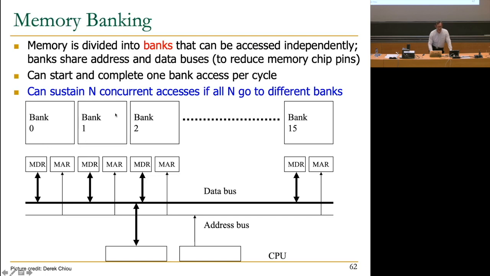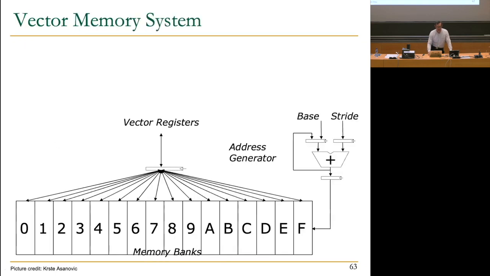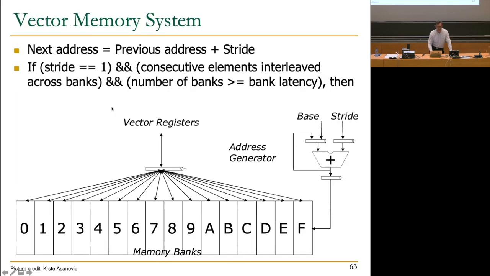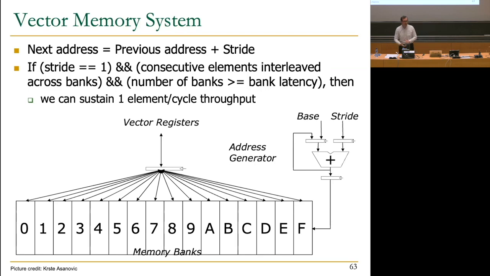And now we need to lay out the data such that we can sustain one access or one element provided by memory per cycle. And for that, you need essentially these to be satisfied. If stride is 1, consecutive elements need to be interleaved across banks, and number of banks need to be greater than or equal to bank latency. Then you can sustain one element per cycle throughput. And this is what I'm going to assume when I say you have n banks, if you will.